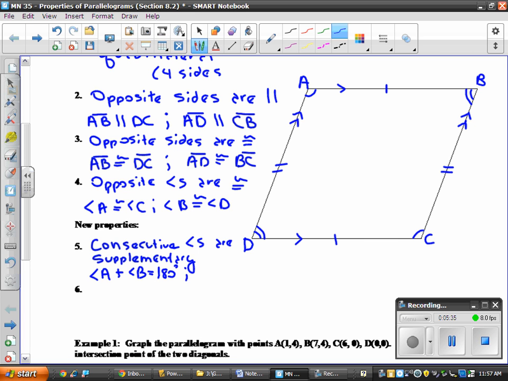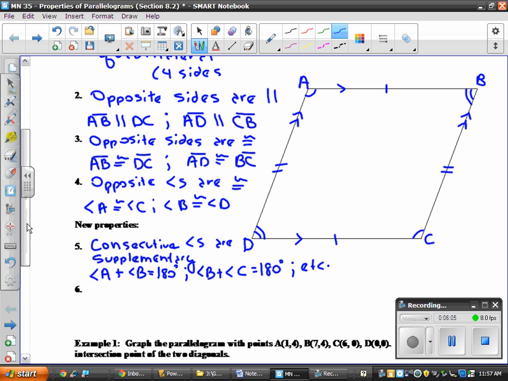So we can kind of keep going, so we can say angle B plus angle C, because those are consecutive, and they add up to 180 degrees because they're supplementary. And you can kind of keep going. I'm just going to say etc. So obviously, angle C plus angle D is 180, and also D plus A is going to equal 180 degrees. So there is a new property that consecutive angles are going to add up to 180 degrees.